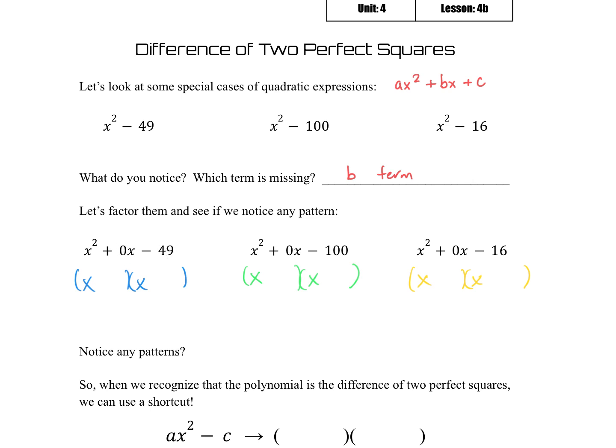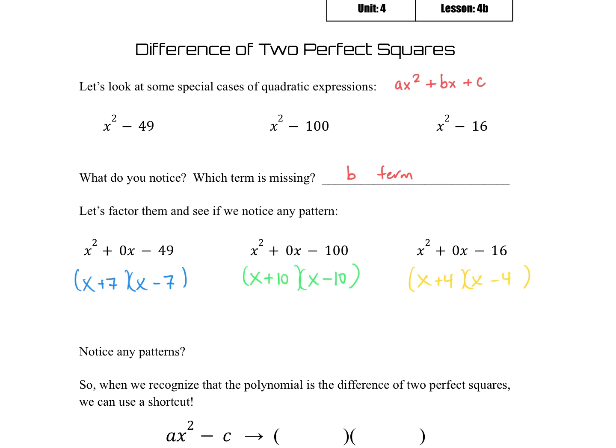In this case, b is 0. So two numbers that multiply to negative 49 and add to 0. You might be able to figure out that that's positive 7 and negative 7. Two numbers that multiply to negative 100 and add to 0: positive 10, negative 10. Two numbers that multiply to negative 16 and add to 0: positive 4 and negative 4.